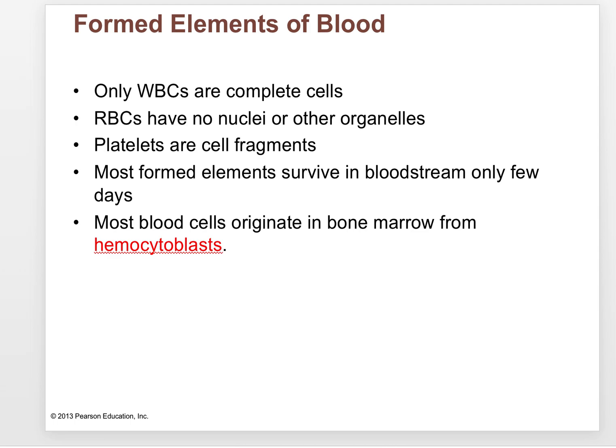Of all these formed elements, only the white blood cells are complete cells. Red blood cells do not have a nucleus or other organelles. Platelets are just cell fragments. So the only complete cells in the blood are the white blood cells. Most of the blood cells originate from the bone marrow from hemocytoblasts. This produces the erythrocytes, the leukocytes, and the platelet cells.